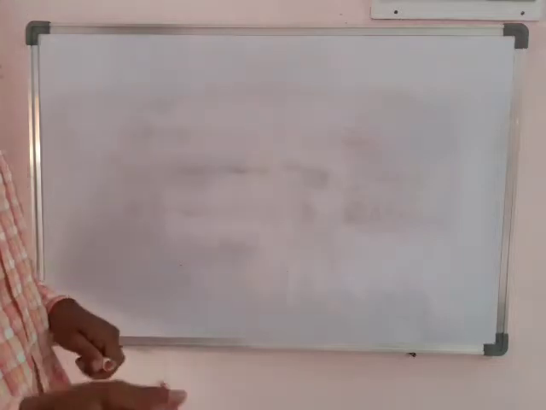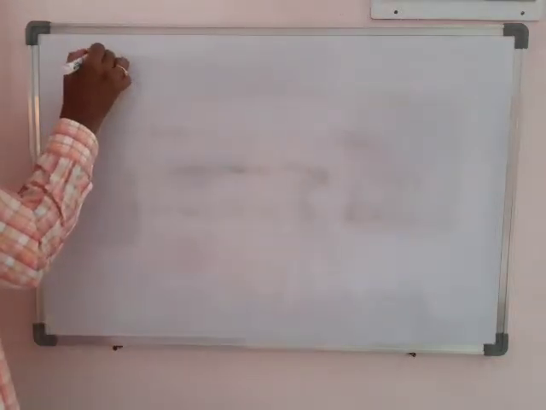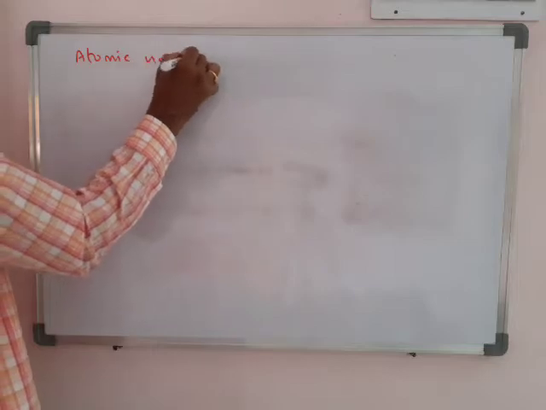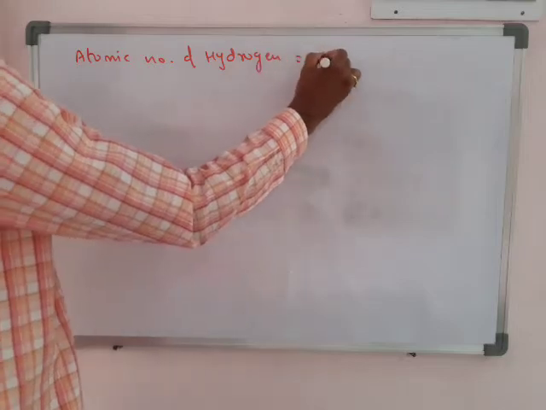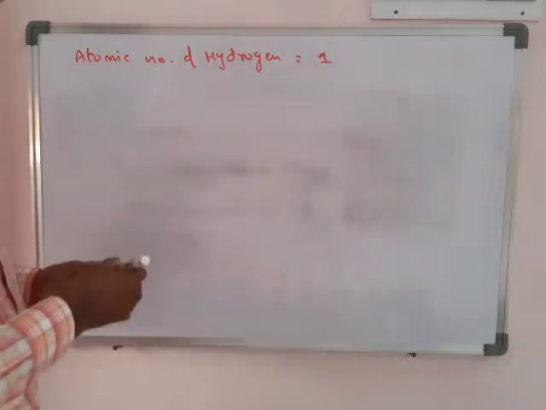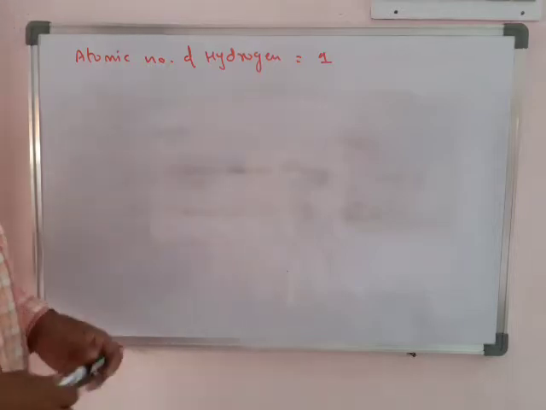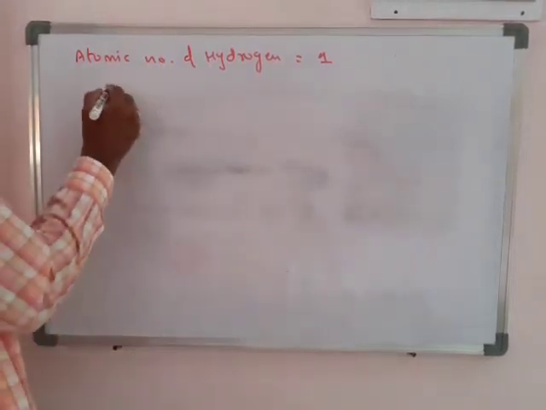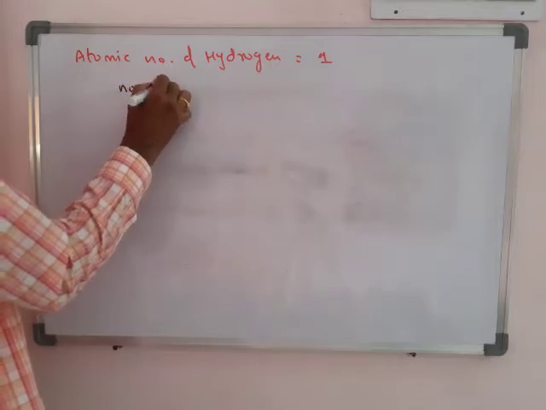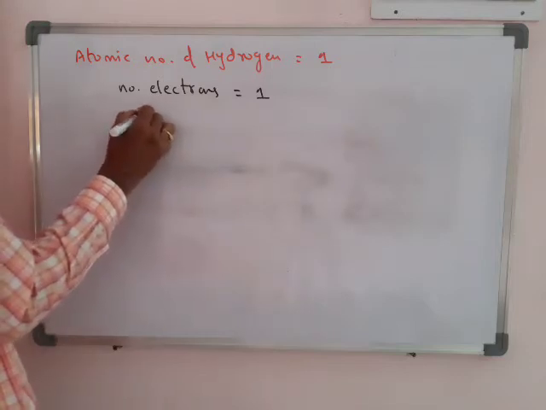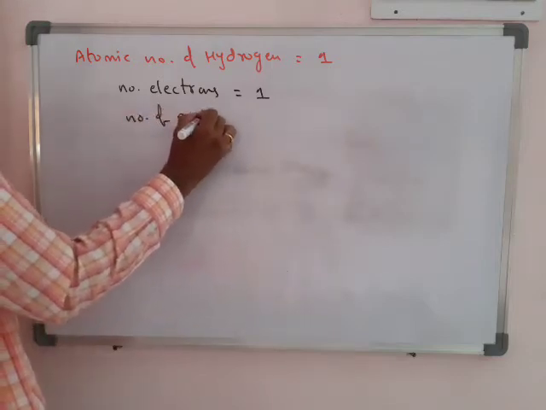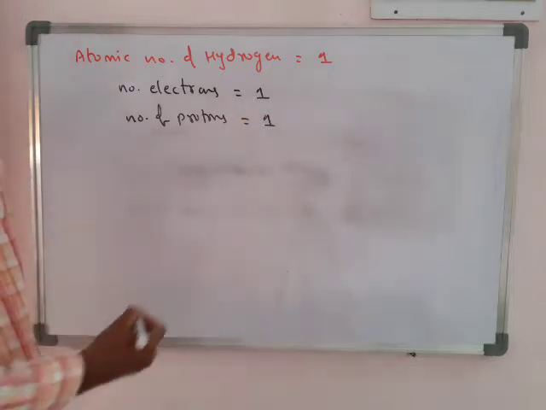So already we know some points about it. What is the atomic number of hydrogen? We see some properties. The atomic number of hydrogen equals 1. Atomic number of hydrogen is 1, so what is the number of electrons? Number of electrons equals 1. What is the number of protons? Number of protons is equal to 1.